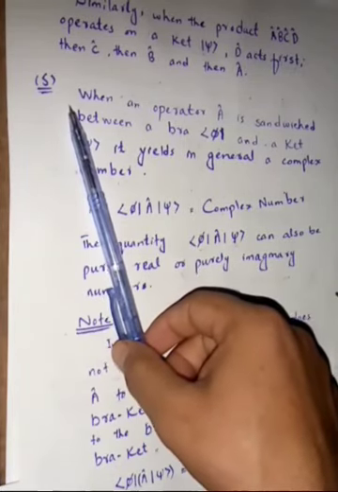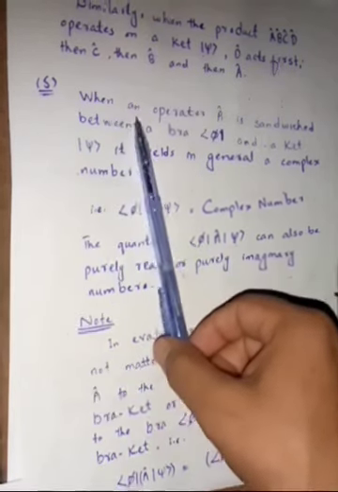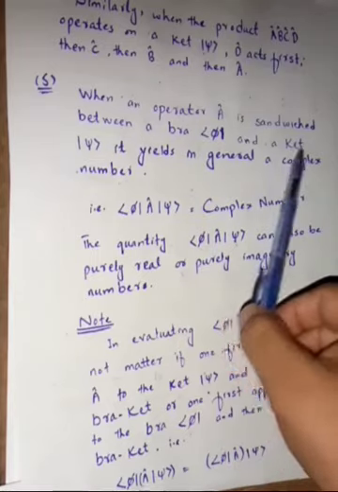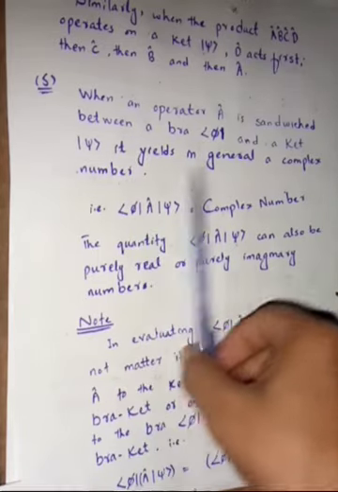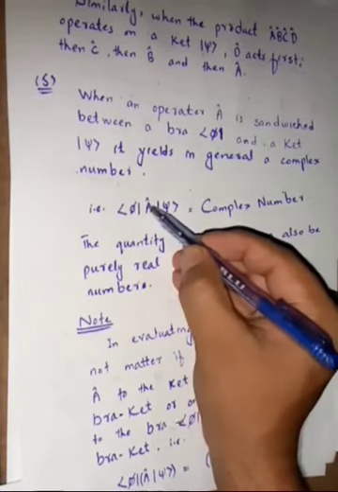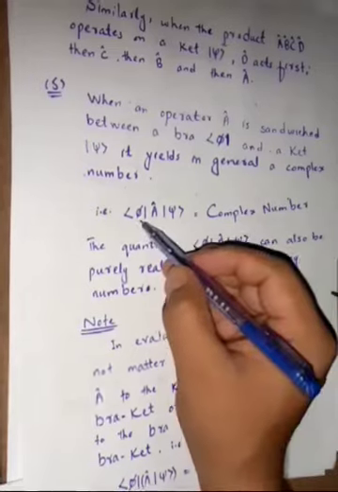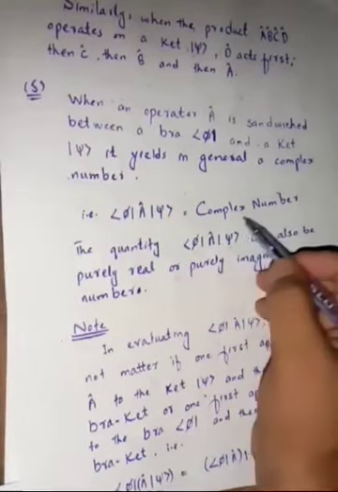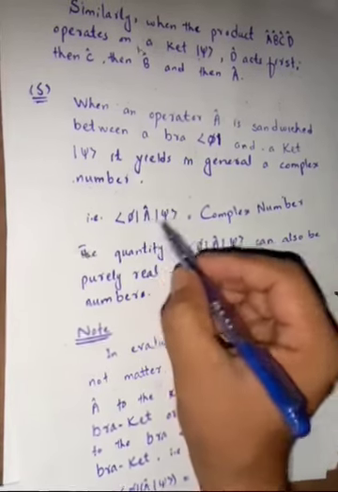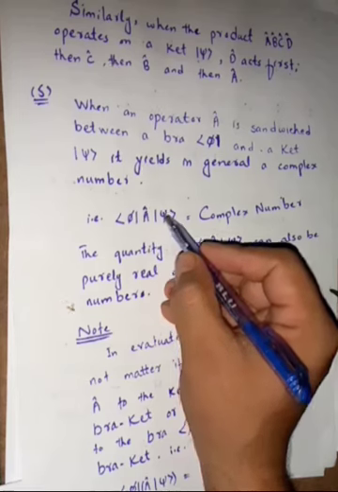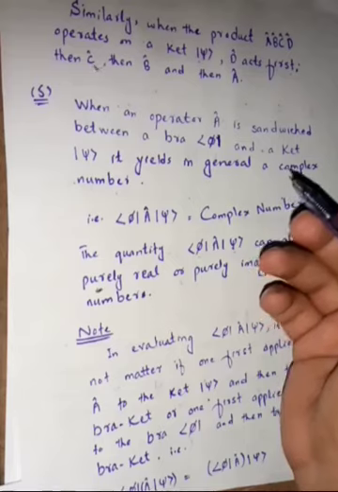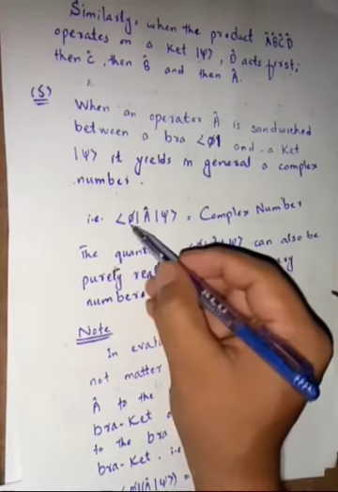Point number 5. When an operator A is sandwiched between a bra phi and a ket psi, it yields in general a complex number. That is, if you put an operator A between bra phi and ket psi, it will give a complex number. How it gives a complex number is, we know that the state vectors or the state functions are complex elements of the Hilbert space.